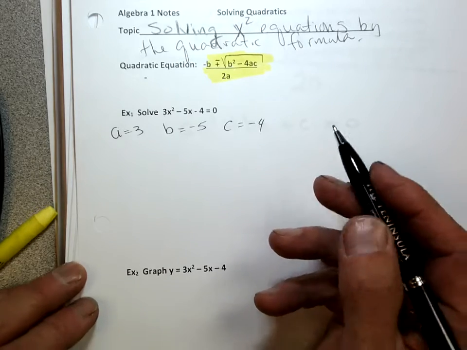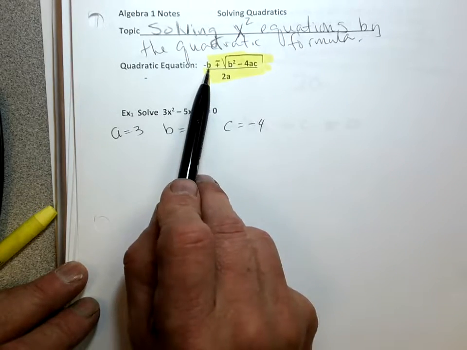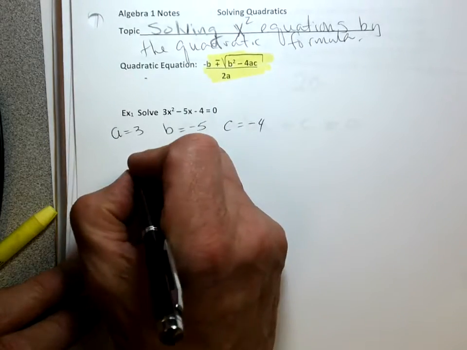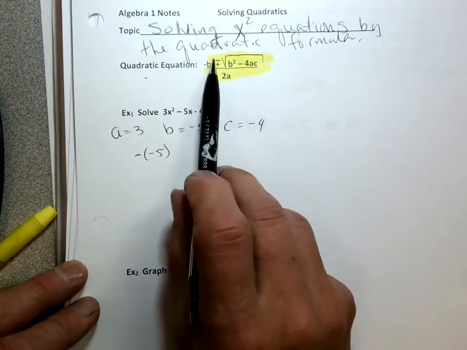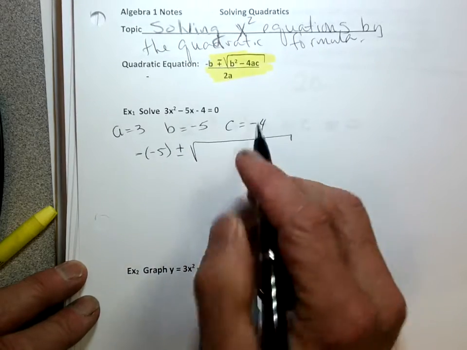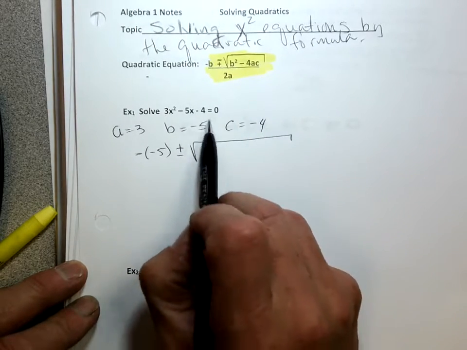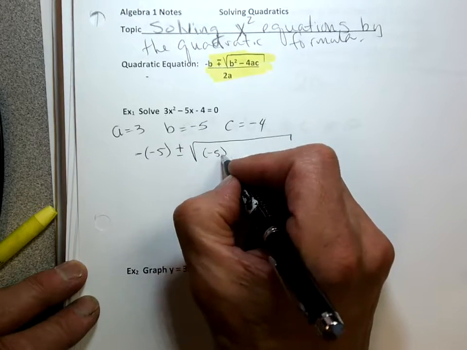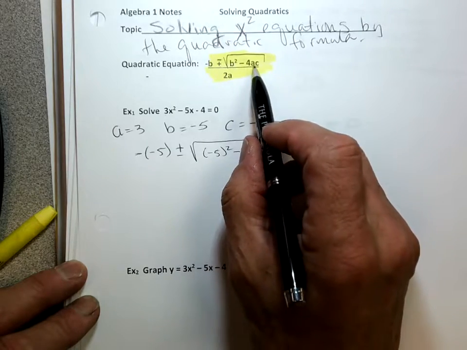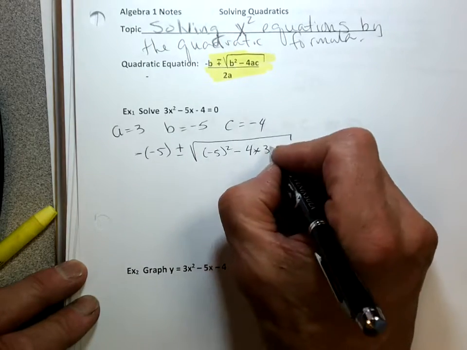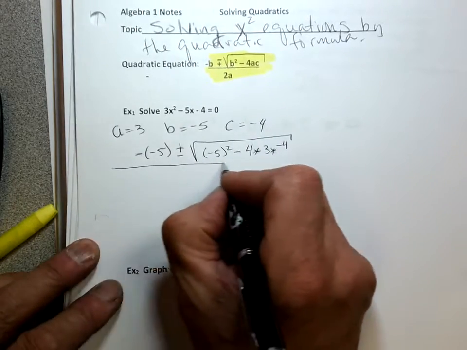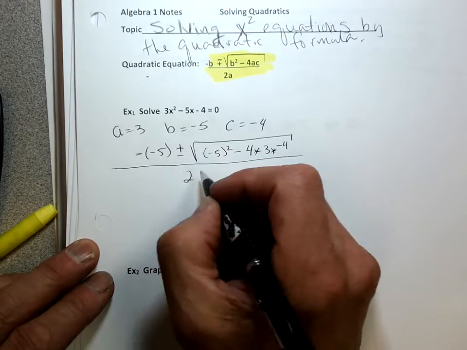So we're going to start plugging numbers into this formula. Put my negative 5 right in for the negative b, plus or minus the big square root, just like the formula. B squared, so negative 5 squared, minus 4, because that's in the formula, times a, and a is 3, times c, and c is negative 4, all over 2 times a, which is 3.